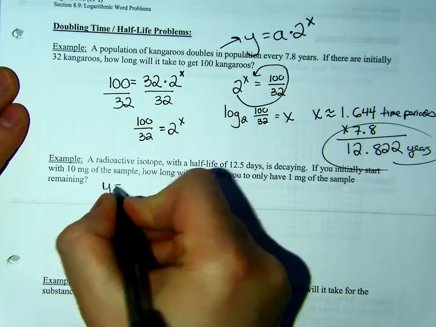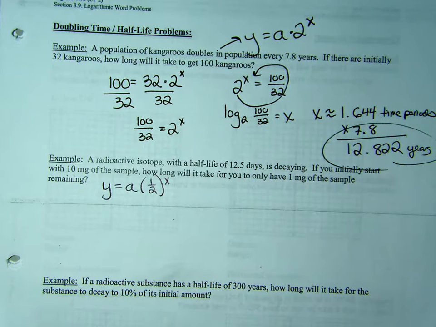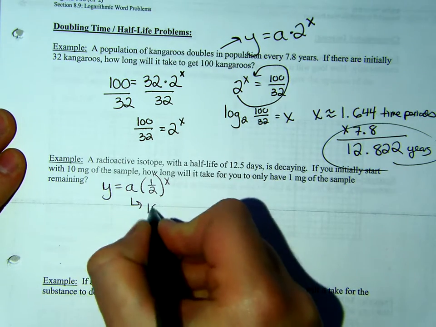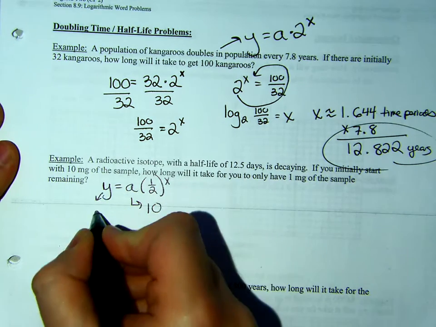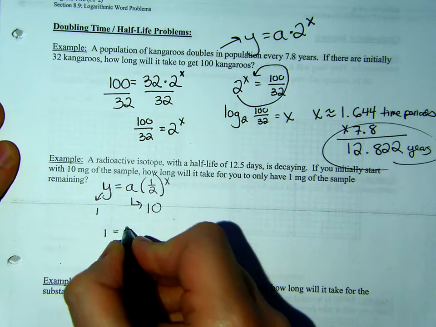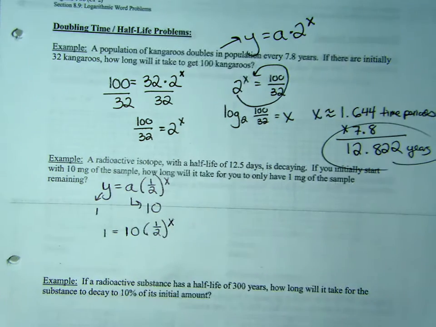Hopefully, we remember that we have a formula that looks like this: Y equals A times 1/2 to the x. Do we know the A? Not the starting time, the starting amount. What is it? 10. Do we know how long we're waiting? No. It says how long will. That's what we're looking for. Do we know the ending amount? 1. So we're going to say 1 equals 10 times 1/2 raised to the x.